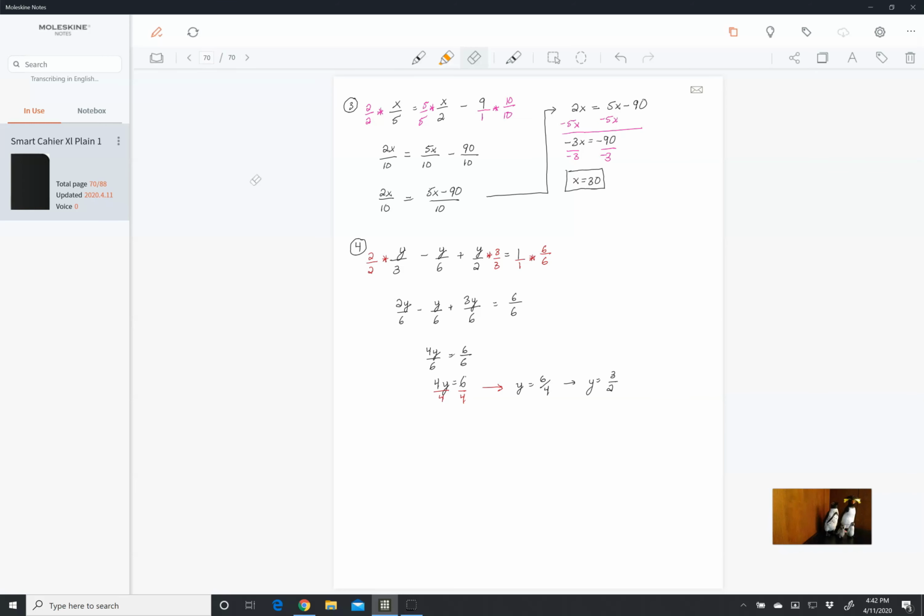Okay. And again, this can't be extraneous because all of our denominators are constants. They're not algebraic, so there's nothing to plug into. Okay, let's take another one.